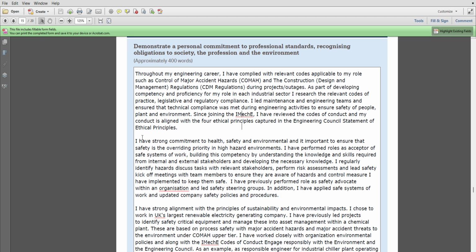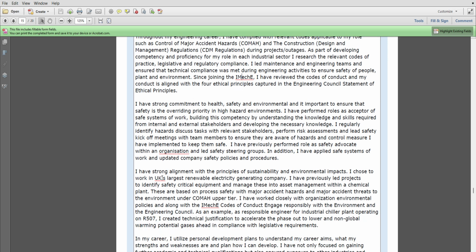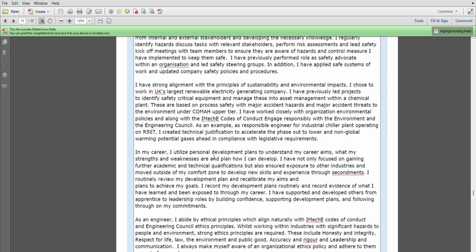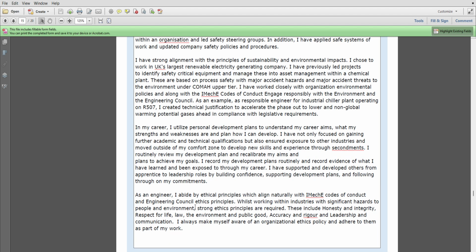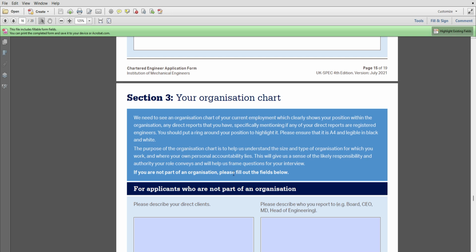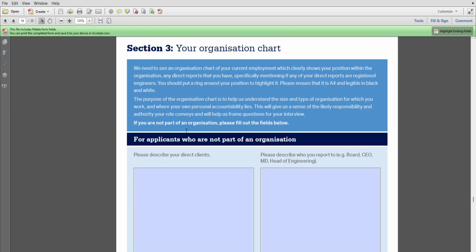The candidate talks about commitments to health, safety, and environment, and also talks about sustainability, talks about development of themselves, so they are continuing personal development, and ethics, very important. So that's everything about the competencies. Like I said, do not hesitate to get in contact with us if you require support in producing a customized version of that report. Section 3 is on your organizational chart.